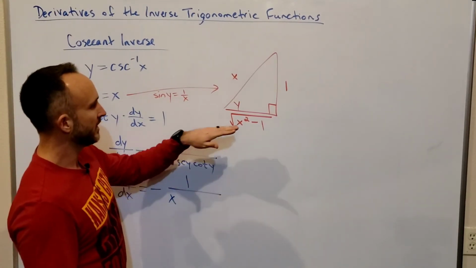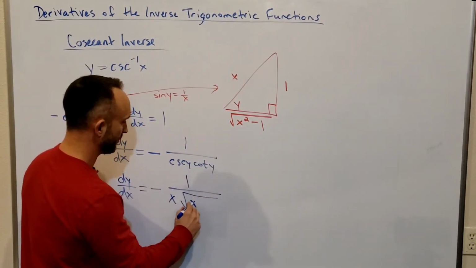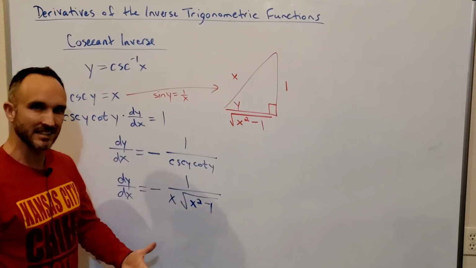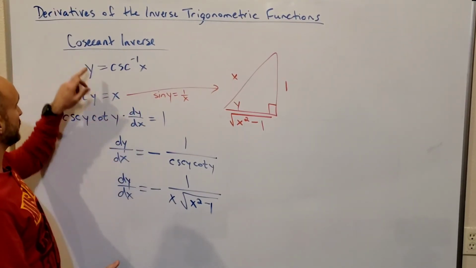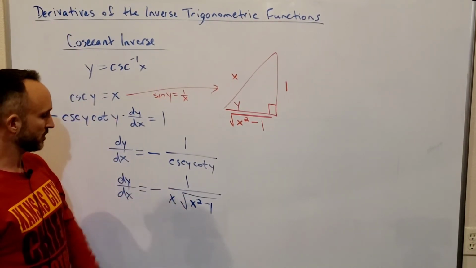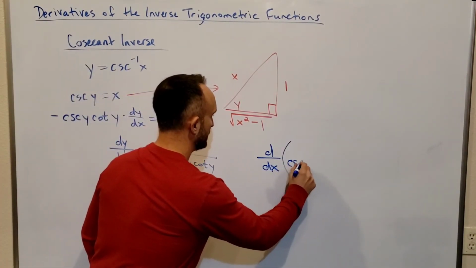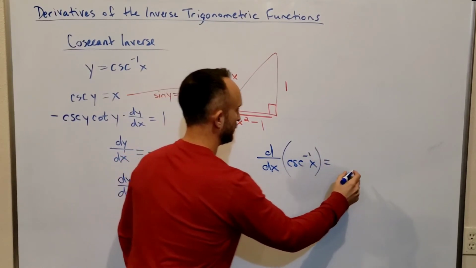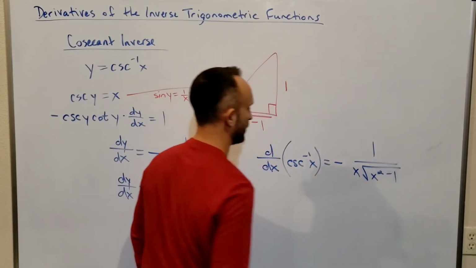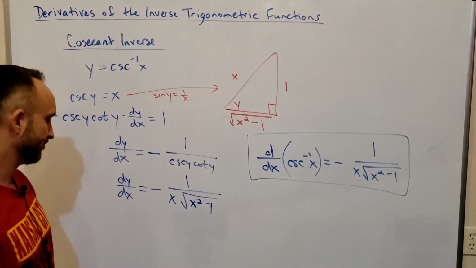Cotangent would be adjacent over opposite, so cotangent would just be the square root of x squared minus 1. And so you see the similarity of the cosecant inverse derivative to the secant inverse derivative. And it seems to be true, again, that we've got a co-inverse trig function resulting in a negative coefficient derivative. So the derivative of cosecant inverse of x equals negative 1 over x times the square root of x squared minus 1. And we've got 4 of our 6 inverse trigonometric derivatives done.